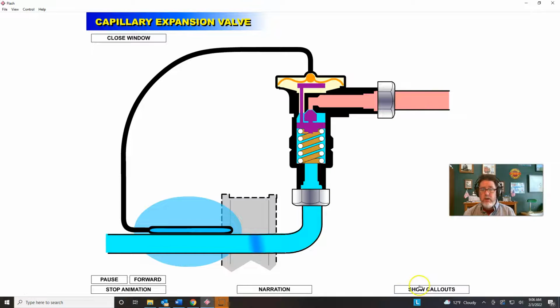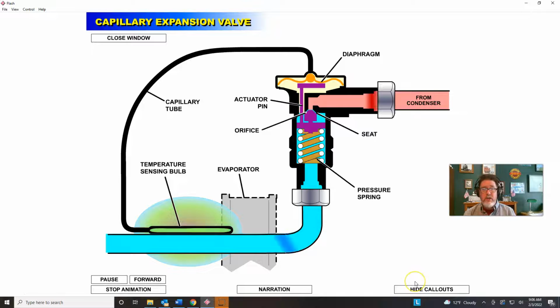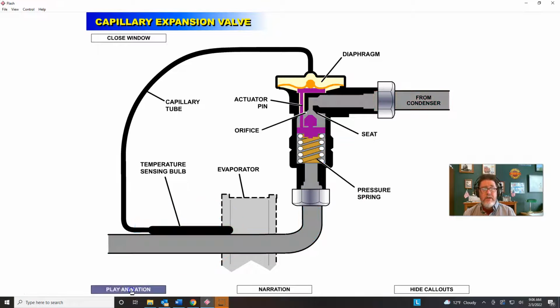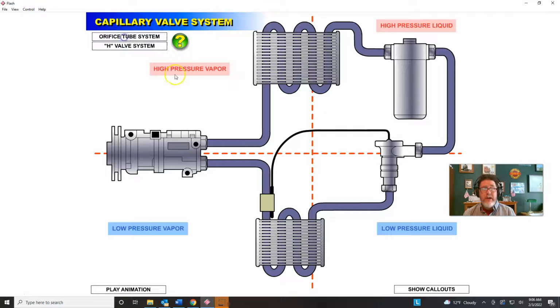Here, I'll show you the call outs just so you can see where everything is at in this animation, where you can see the capillary tube and the diaphragm going up and down. Again, I call that a power dome. And that's kind of the basics as far as how a capillary system works. And again, we still see these on modern, 2022 vehicles. A lot of imports will have this type of system.